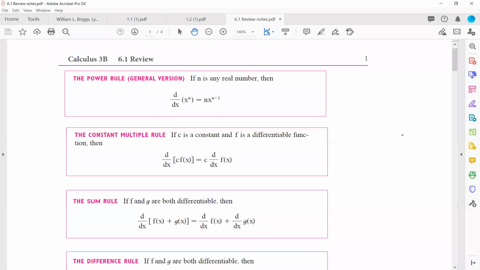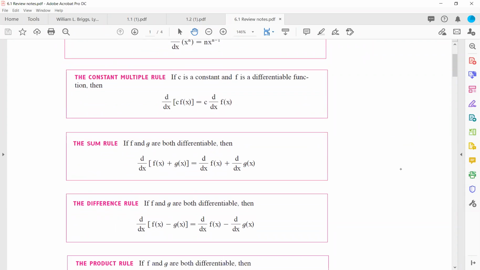The second one is the constant multiple rule. It says if c is a constant, a number, and you multiply it by a differentiable function, the derivative of that constant times f is equivalent to saying, let us take the derivative of the function and multiply it by the constant c.